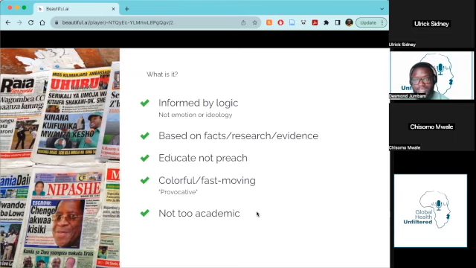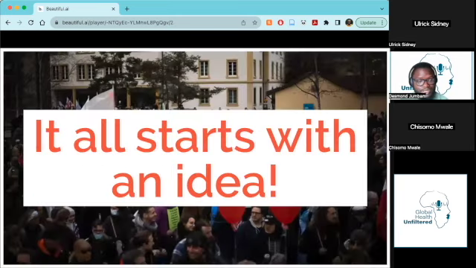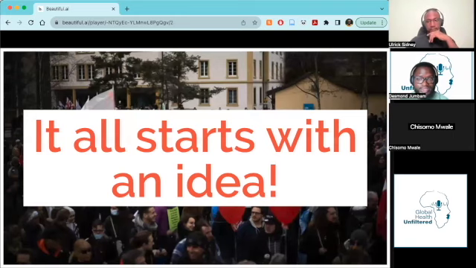And finally, they're not too academic, right? Not too academic. It can be academic. You have to present the facts. You have to present the evidence, but it has to be readable to the public, to somebody who is not an expert in your field. So I'll pass it over now to Ulrick to take us through how to actually write an op-ed.